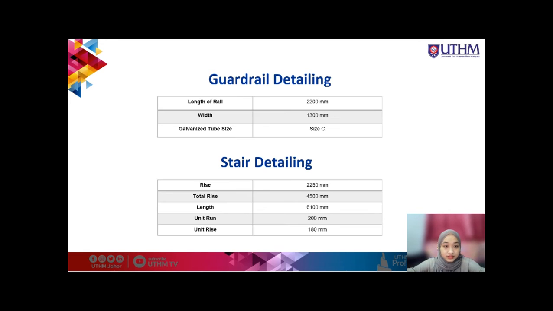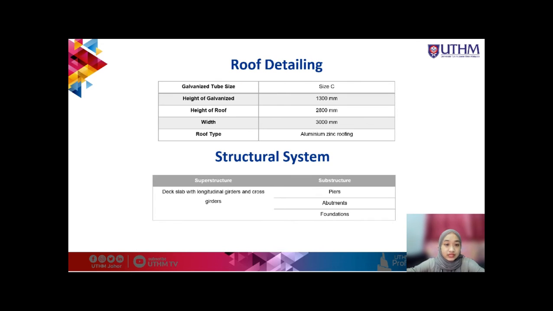This is the guardrail detailing. The length of the rail is 2,200 millimeter and the width is 1,300 millimeter, and the tube size is size C. For the stud detailing, the rise is 2,250 millimeter and the length is 6,100 millimeter. For the roof detailing, the height of the roof is 2,800 millimeter and the width is 3,000 millimeter. The roof type is aluminium zinc roofing.